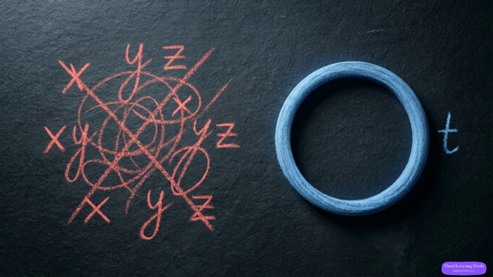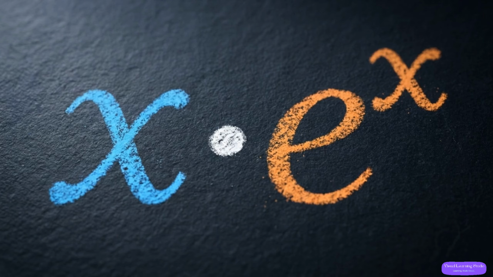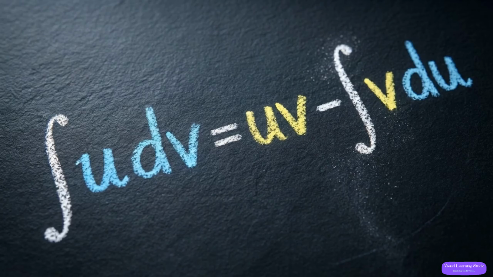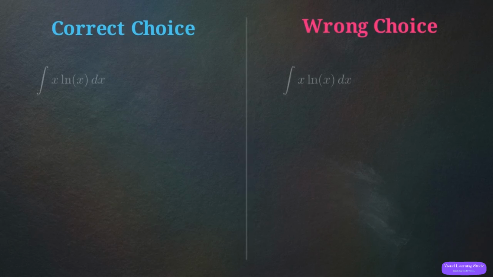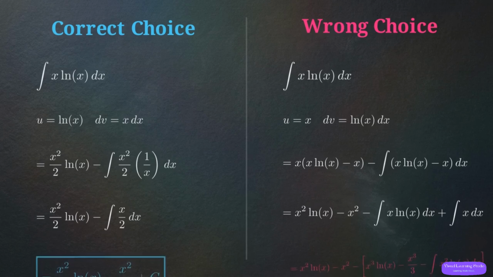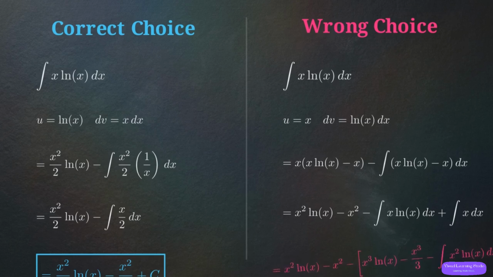Other problems involve two completely different types of functions multiplied together, like an algebraic term and an exponential term. In these cases, there is no shared derivative, so substitution won't work. For these, we use integration by parts. The challenge is deciding which function to integrate first. Picking the wrong order makes the math increasingly complex and unsolvable.